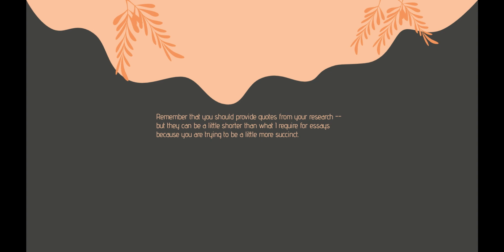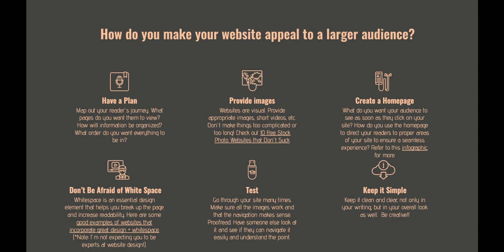So let's talk about some tips for website design. How do you make your website appeal to a larger audience? That's the big question. I have 6 tips. Number 1, have a plan. Map out your reader's journey. What pages do you want them to view? How will information be organized? What order do you want everything to be in? Map out the way you want someone to look through your website.